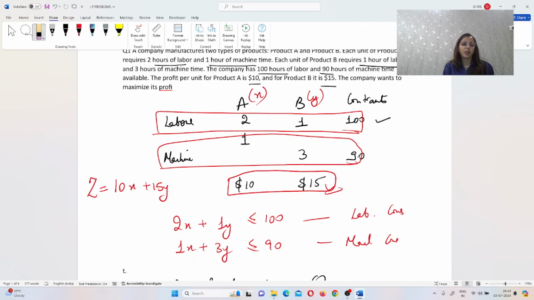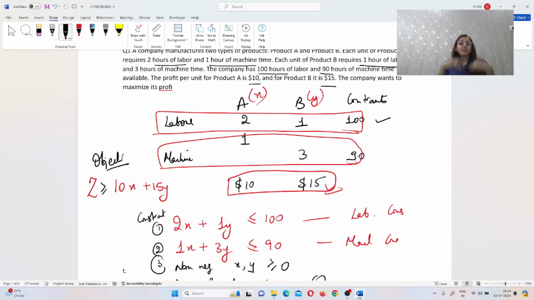So you use your profit maximization to get the maximum value. Your profit should be maximum for 10x plus 15y. That is your objective over here. With the objective, these are your constraints. This is one constraint, the labor constraint, second is the machine constraint, and the third one is your non-negative constraint. The non-negative constraint says that products X and Y should always be greater than or equal to 0, as we assume the product cannot be negative. Hope you are able to find out how we formulate this case study.